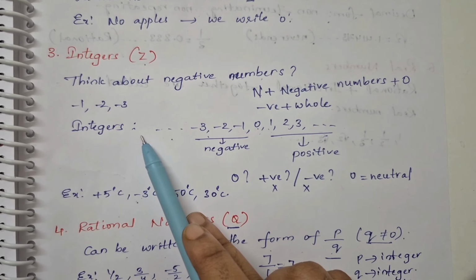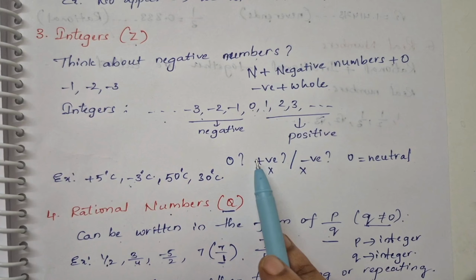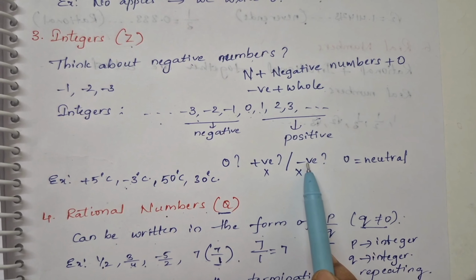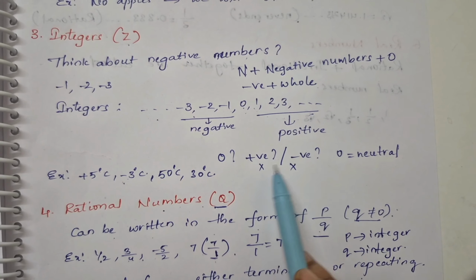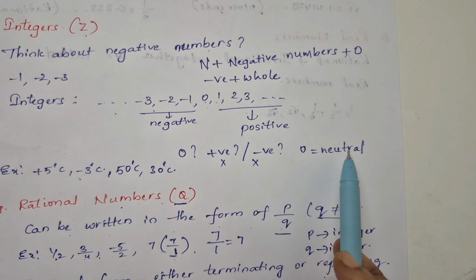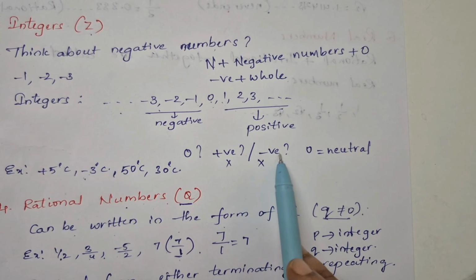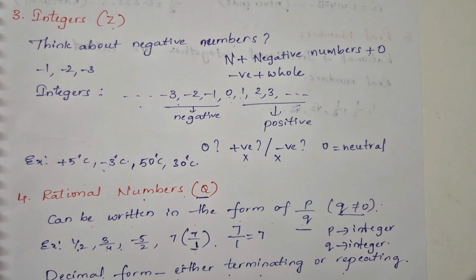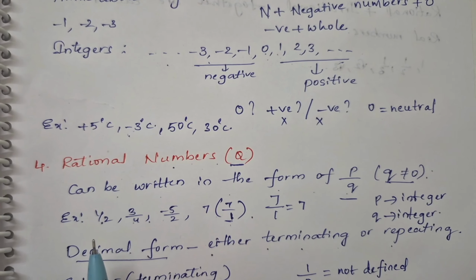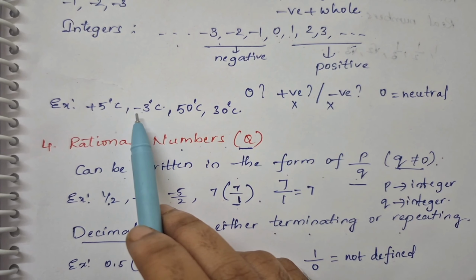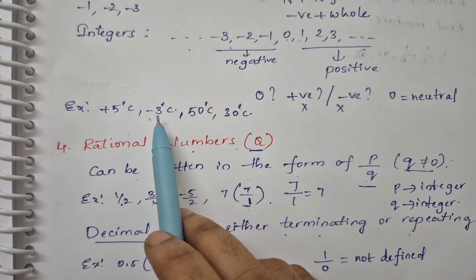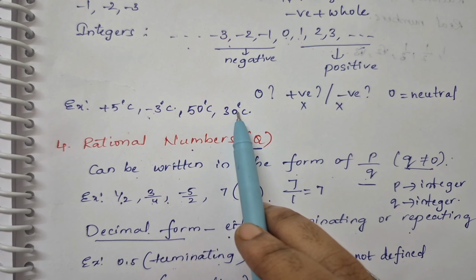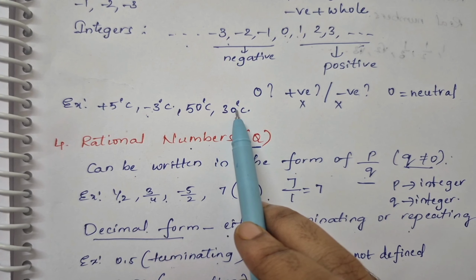Okay, and let me ask you one question here. What is 0? Is 0 a positive number or a negative number? No, 0 is neither a positive number nor a negative number. 0 is a neutral number. Okay, and where we use these integers? For example, we use integers to measure temperature. Okay, -3 degrees and 50 degrees, 30 degrees, like we measure temperature.